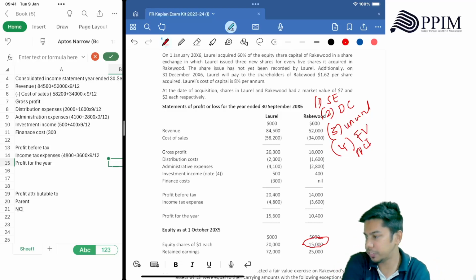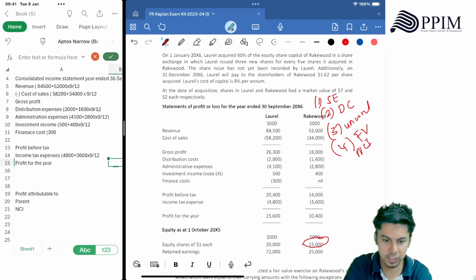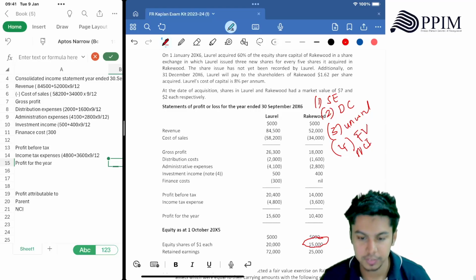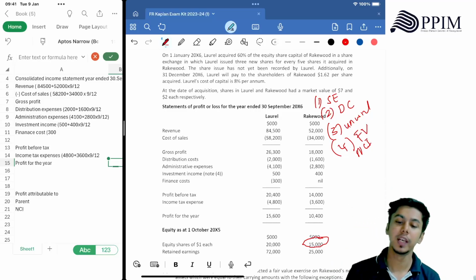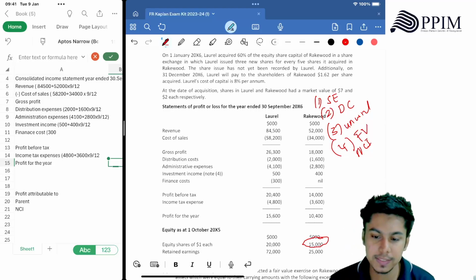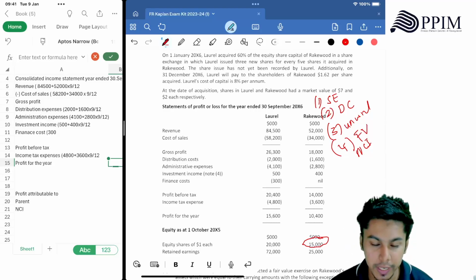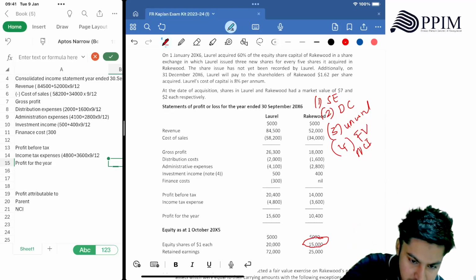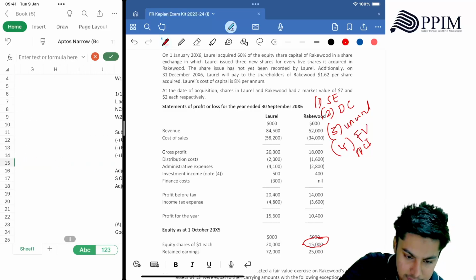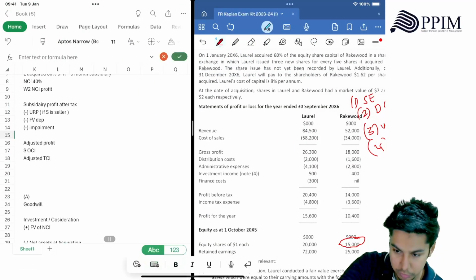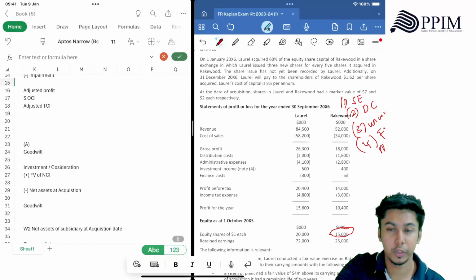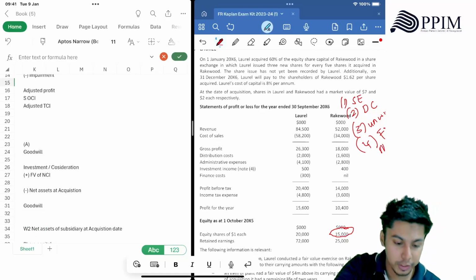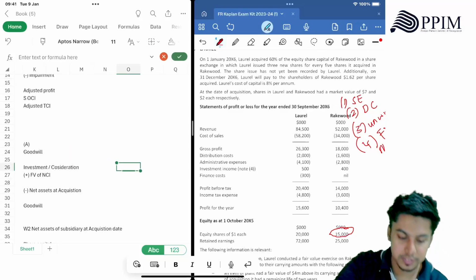Okay, so guys, let's do the first paragraph and then I'll give you all the break. Just give me around 5-10 minutes. Guys, first one, the share exchange. Look at this one. On 1st of January, Laurel acquired 60% of Rakewood in a share exchange. So guys, remember, this share exchange is needed when you are doing goodwill. When you do goodwill, you need the investment, and for that you need this. Now guys, start marking this on the side if you haven't done.